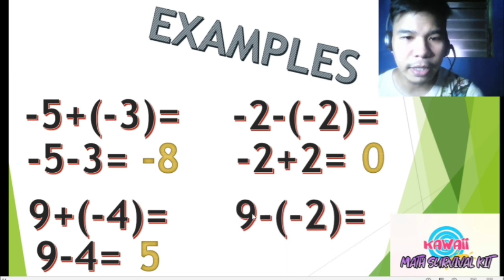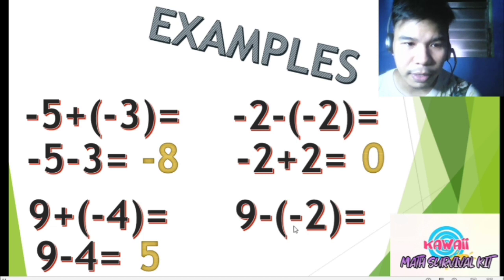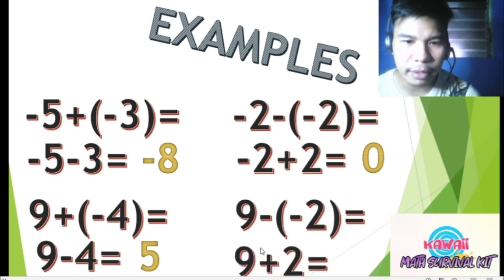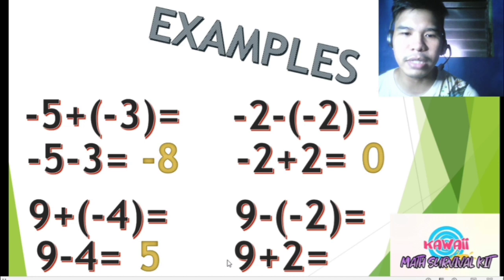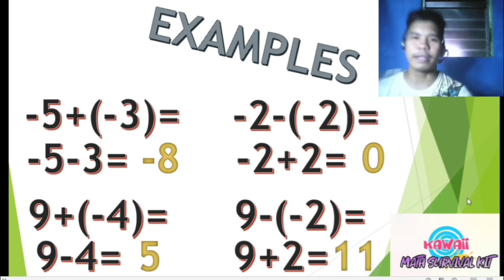Next, what if we have 9 minus negative 2? Again, these are like signs, so this will become positive. Okay, so copy 9 and the negative here will become positive, so this will become positive 2. Since they are both positive, we just have to add them. So 9 plus 2 is 11.